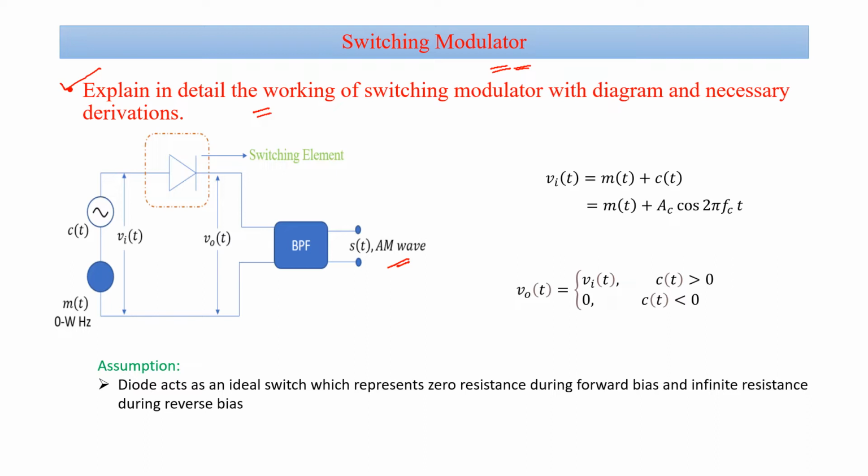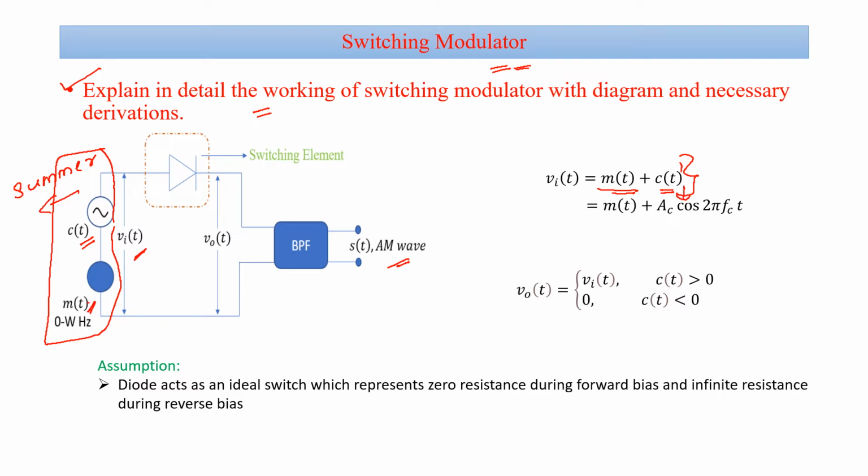Okay, so first let me give an overall view of this circuit. The circuit diagram mainly consists of three sections. Your first section is going to be your summer. So it adds the two signals. What are the two signals getting added? One is your message signal m(t), that is your low frequency signal, and the second one is your high frequency signal, that is your carrier signal. The addition of both is given as Vi(t). So here you have the expression Vi(t) = m(t) + c(t).